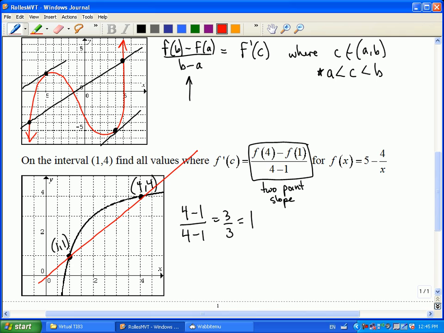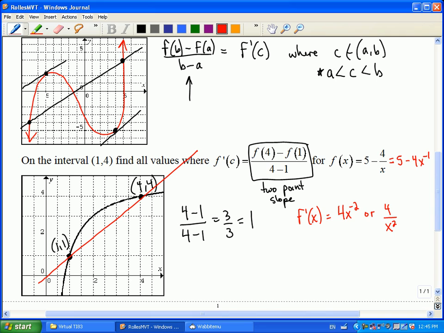And mean value theorem says there must be at least one place where you'll find that slope tangent to the graph. So if I'm going to find it, I need to find the derivative. So it might help if you were to think about this as 5 minus 4 and x to the negative 1. So you can use your power rule. So 5 becomes a 0. Then I'm going to have 4x to the negative 2, or 4 over x squared.